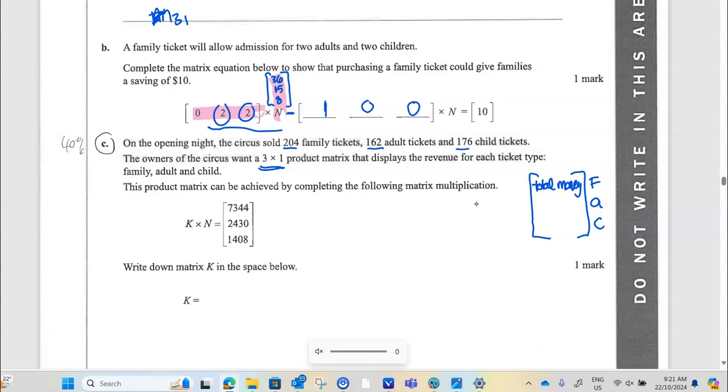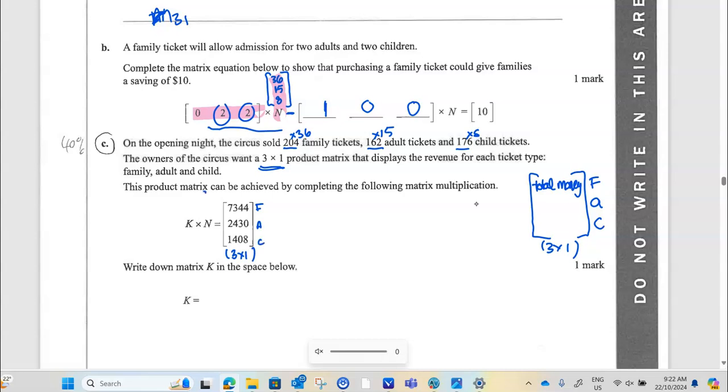Yeah, so here are the numbers. So we want to times them. Think about what you want to times them by. You want to times them by the cost. I think a family's 36, an adult is 15, and that's what you want to times it by. You can see they're saying K times N. So this has produced a 3x1. This is what I said we worked out. So this is family, adult, and child.